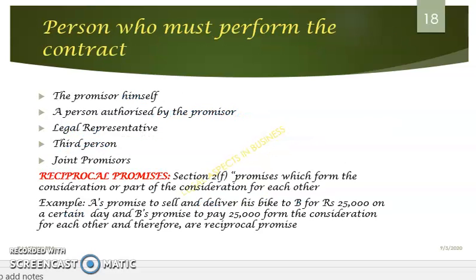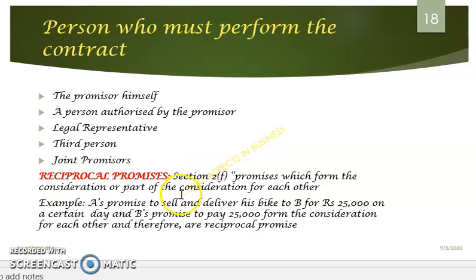Persons who must perform the contract: a promisor himself, a person authorized by the promisor, a legal representative, and a third person, joint promisor. Joint promisor means where joint promisors give a promise for jointly performing the obligation for the promisee. If any of the promisors dies, then his or her legal representative will perform the obligation.